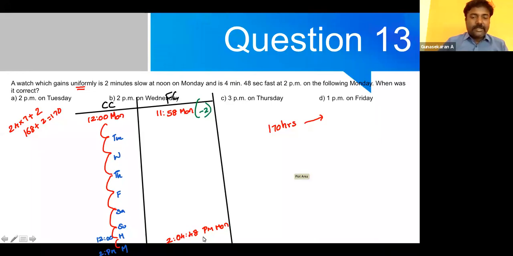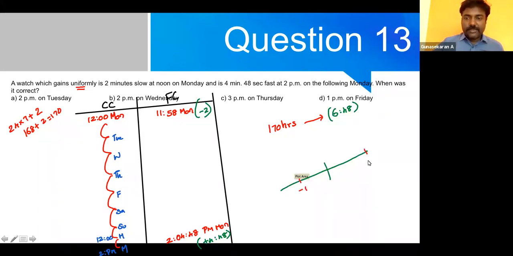Here it is 2 minutes behind. Here it is 4 minutes 48 seconds ahead. So from -2 to +4, it is 6 minutes 48 seconds. Can I say like this? See, in a graph, try to understand: -1 to +2, how much distance is this? 3. Same way from -2 to +4, 6 minutes 48 seconds. Is that clear?